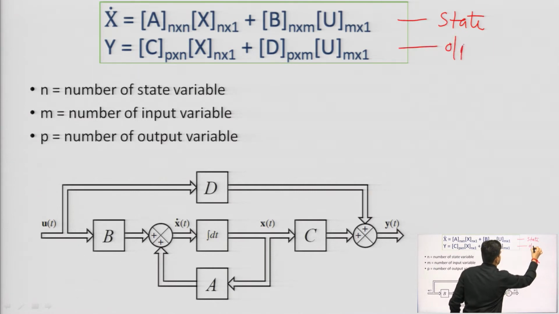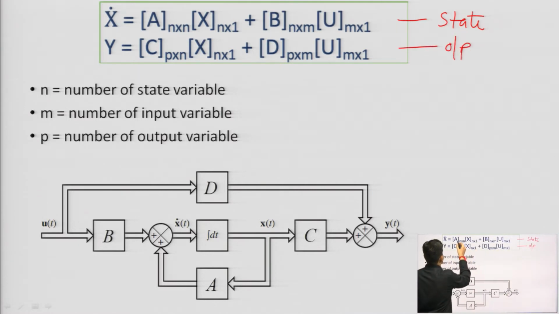The second equation is known as the output equation. The A matrix is known as the state matrix, which tells us how the state variables are connected inside the system and how they are related to each other. It is governed by the A matrix, or state matrix. Its order is n cross n, where n is the number of state variables. Then x is the state vector.